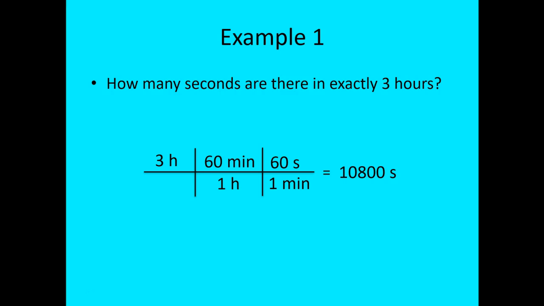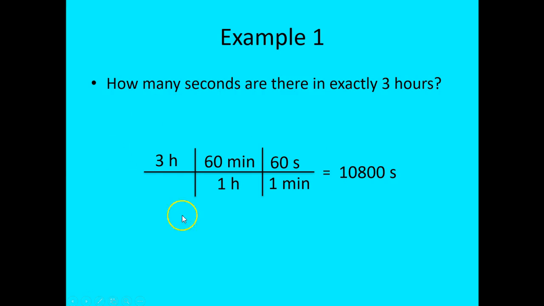Well, my measurement is 3 hours, although again, I'm defining it as exactly 3 hours, so it actually has infinite significant figures. I'm going to convert hours into minutes by putting hours on the bottom and minutes on the top. I'm going to convert minutes into seconds by putting minutes on the bottom and seconds on the top. There are 60 minutes in an hour. There are 60 seconds in a minute.